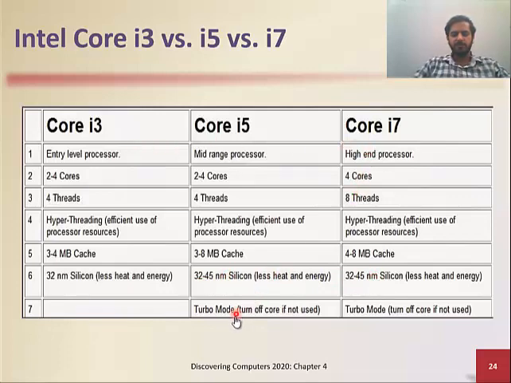And turbo mode only comes with the core i5 and core i7. So turbo does not come with the core i3. It means when you purchase a core i3 system, it is not an energy efficient system. If you want an energy efficient system, you have to move towards the core i5 and core i7. So look at this, you can turn off the core if not used. That is the important thing when discussing the i5 and i7.